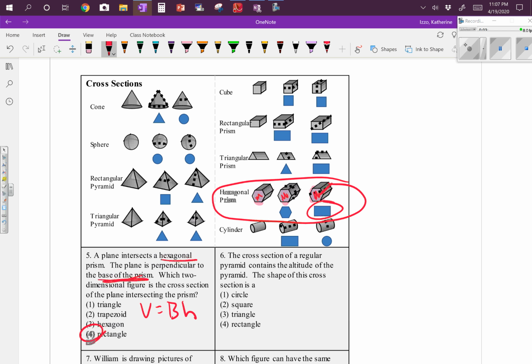Cross section of a regular pyramid. Regular pyramid is over here. You may also have heard of a rectangular pyramid or a square pyramid. It contains the altitude of the pyramid, so that's the height of the pyramid. So we're chopping it this way. If we're chopping it that way, then we must be getting a triangle.